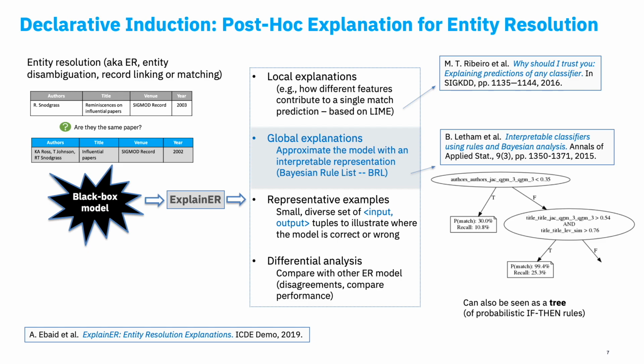The next system we discuss is Explainer, which is focused on producing explanations for the entity resolution or ER task. This task, also known as entity disambiguation or record linkage or record matching, is a task where given a set of pairs of records, one needs to decide for each pair whether the two records represent the same real-life entity or not. In the example on the slide, we need to decide whether two publications are the same or not. But the same task can be required for other entity types such as companies, people, products, and so on.